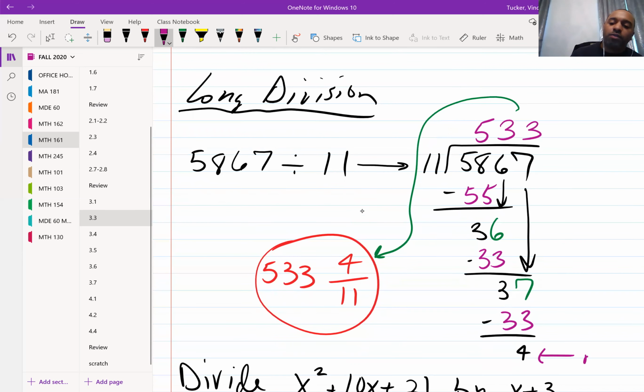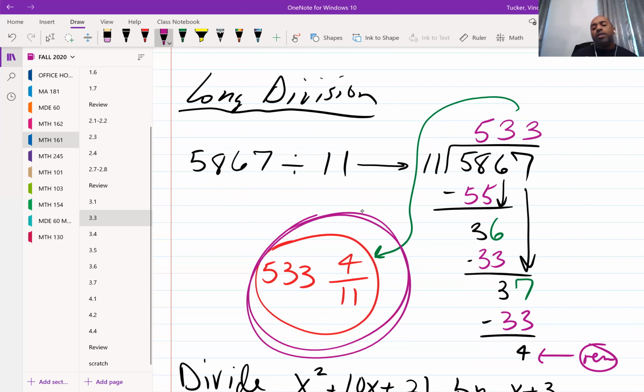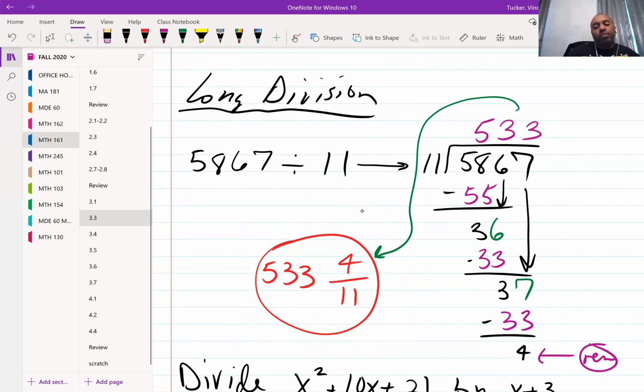So the last value here is the remainder, and this is how you will write that answer. It's 533, and then you put the remainder over what you were dividing by. So that is your long division process with just numbers. We're going to replicate that process with polynomials. We're going to do the exact same steps, but we're going to use polynomials.